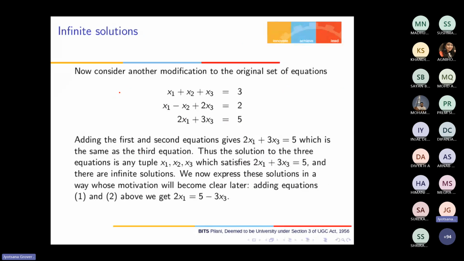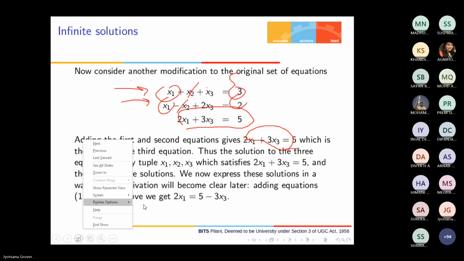Now again I modify. Now if you add the first and second equation, x1 plus x1 is 2x1, the x2 terms get cancelled, and 3x3 plus 3x3... 2 plus 3 is 5. You get the third equation itself. So you say this is kind of redundant information available to you, right? Isn't it? Yes, ma'am.